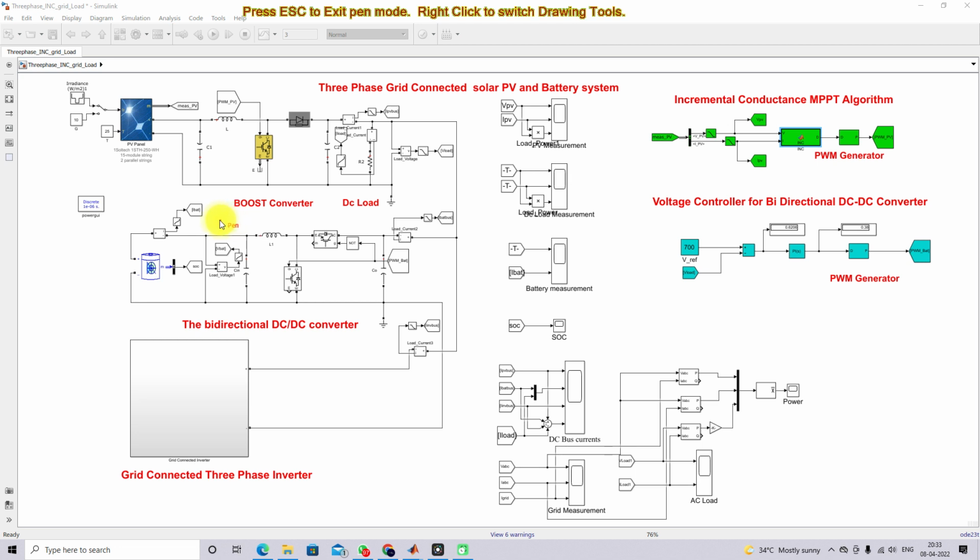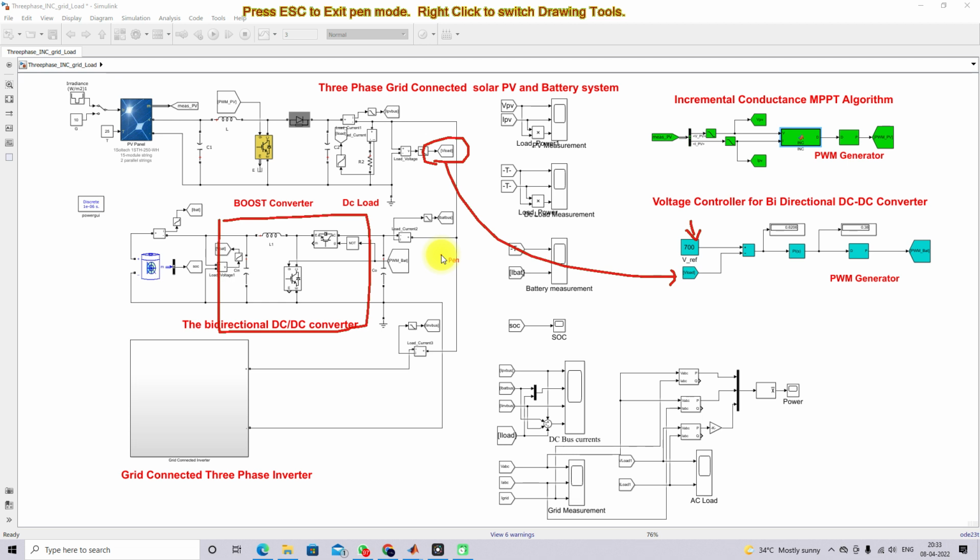Next, here we have the bidirectional DC-DC converter. This converter can be controlled like a voltage controller. That means we are going to measure the DC bus voltage, which is going to be compared with the reference voltage, because here we are going to maintain the DC bus voltage at 700.